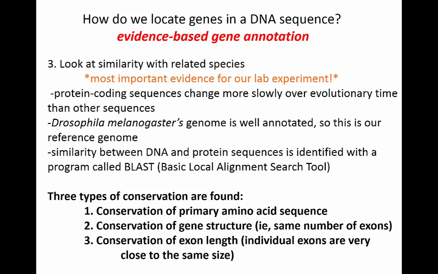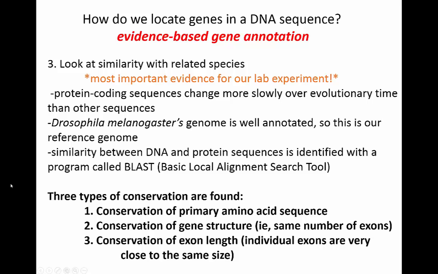Second, we expect there to be a conservation of gene structure. So we expect whenever there's an exon in melanogaster, there will also be an exon in our related species. So this other species will likely have the very same number of exons for a particular gene as our reference genome. Third, we expect that the exon length will be conserved as well. This has been found over and over: exon length tends to remain relatively close even if the amino acid sequence begins to diverge between different species.